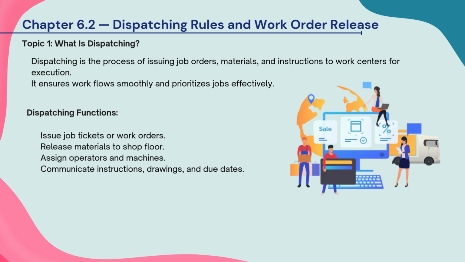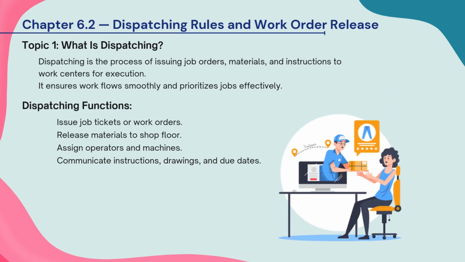Dispatching is the step where job orders, materials, and instructions are released to the shop floor so work can begin. It ensures smooth workflow and helps prioritize which jobs should be done first. The main functions include issuing work orders, releasing materials, assigning operators and machines, and communicating key instructions such as drawings and due dates.